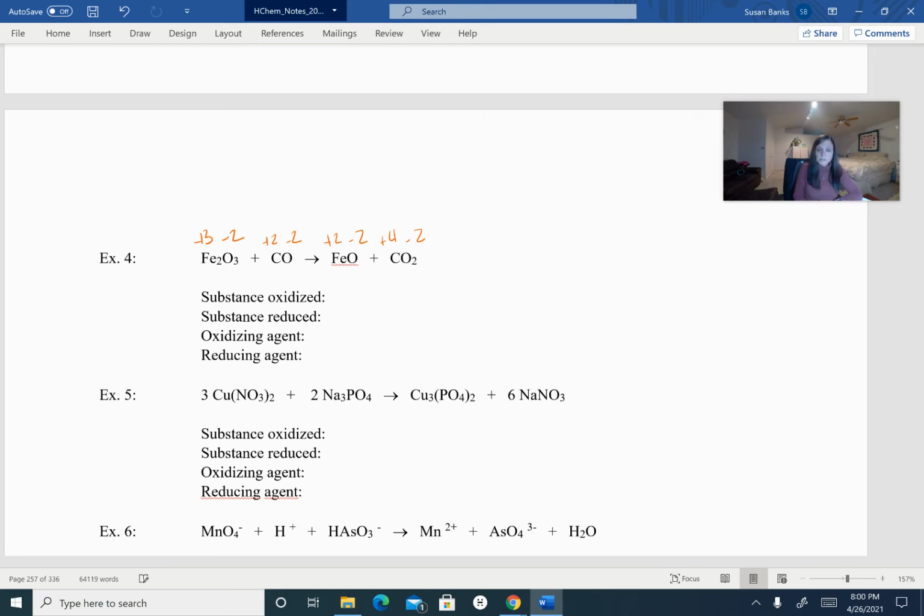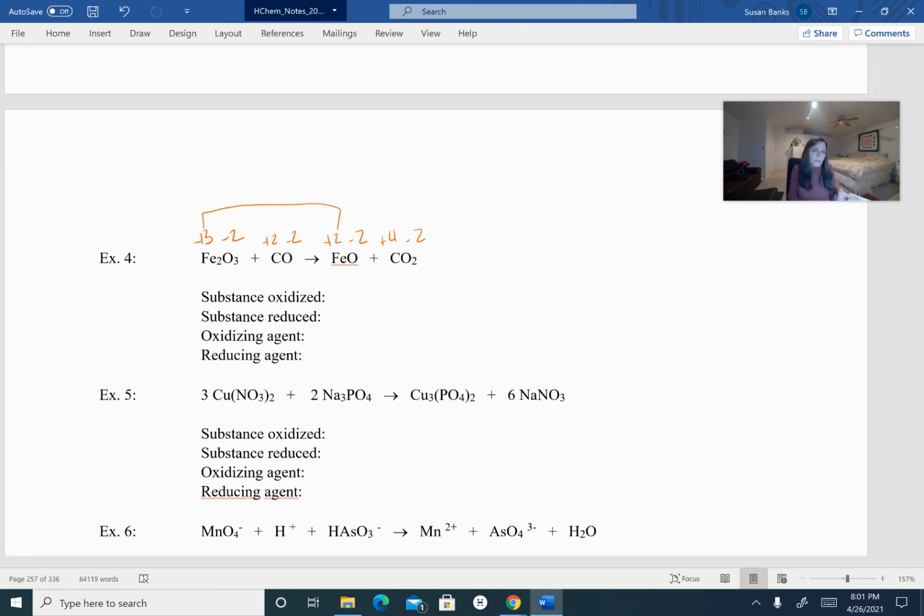Okay, so now we've got to see what elements changed their oxidation state. Notice in this whole equation, oxygen is always a -2. So oxygen did not change at all. So we can just ignore oxygen here. But iron sure changed. It went from a +3 to a +2.